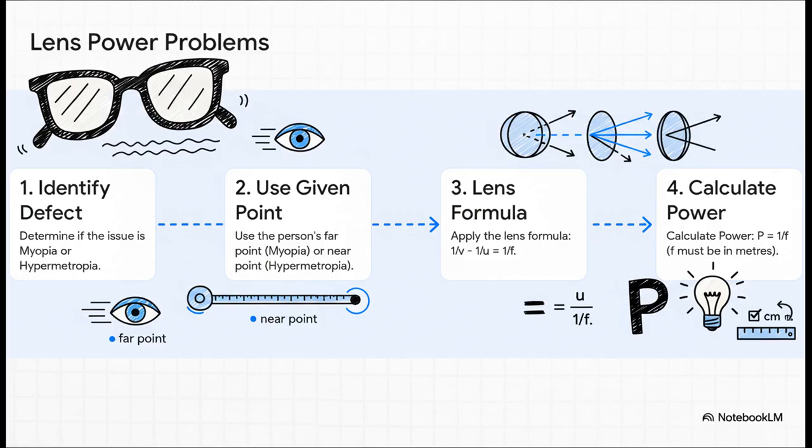Next, you just apply the lens formula to find the focal length, f. Finally, you calculate the power using the formula P equals 1 upon f. And here is a very, very important tip. Always convert the focal length to meters before you calculate the power. This is a very common mistake, so please be careful.